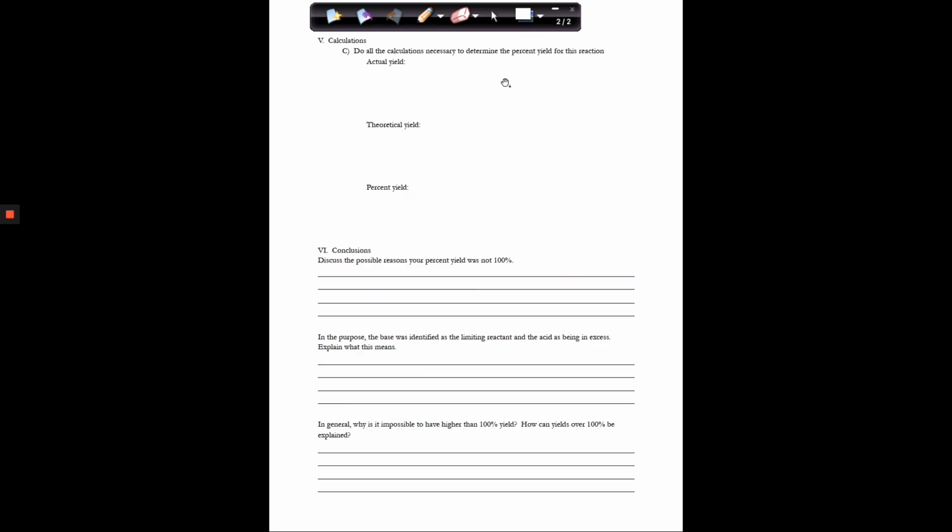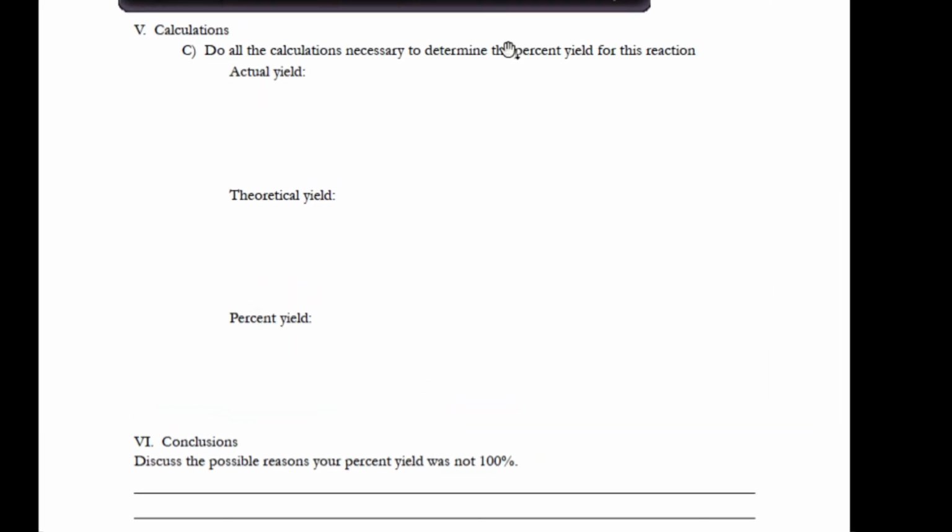The next thing that you're going to calculate is your actual yield. Also, a mass by difference calculation. Then, guys, at this point, you've got the mass of a reactant, you've got the mass of one of the products. Then, guys, it becomes the homework. You're going to calculate your theoretical yield, you're going to calculate your percent yield.